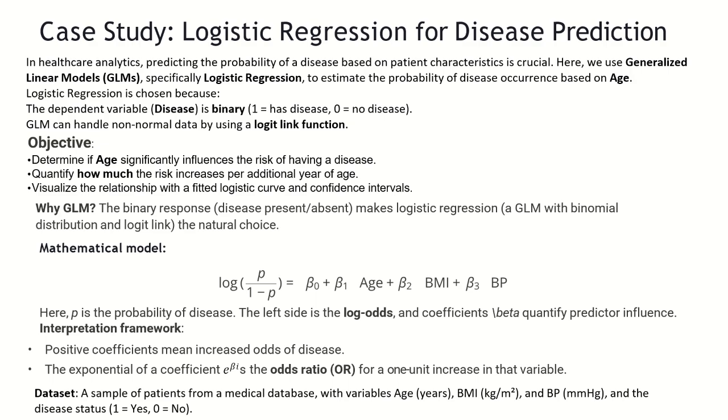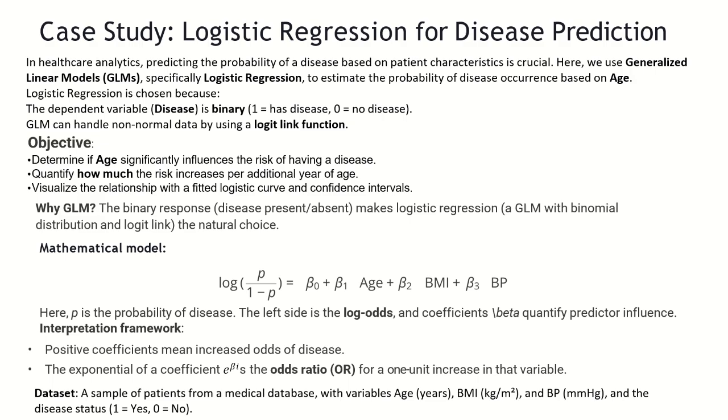Our goal is to assess whether age significantly influences disease risk, quantify that effect, and visualize the relationship with a fitted curve. The logistic model transforms probabilities into log odds, allowing us to estimate and interpret coefficients in terms of odds ratios. This is particularly useful in medical research, where understanding how much each risk factor contributes to disease likelihood is crucial for prevention strategies.